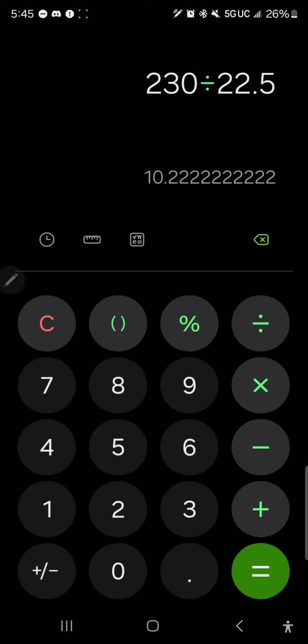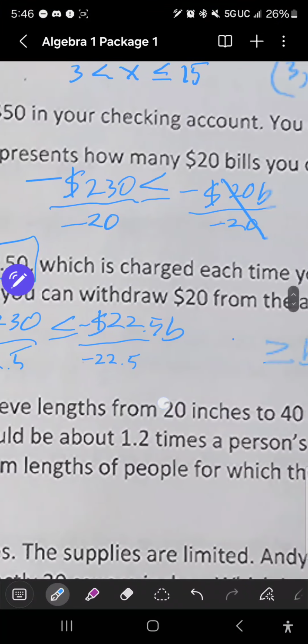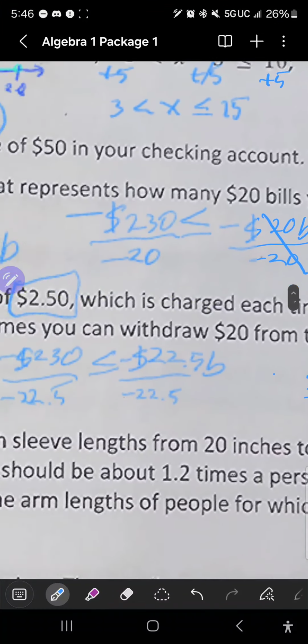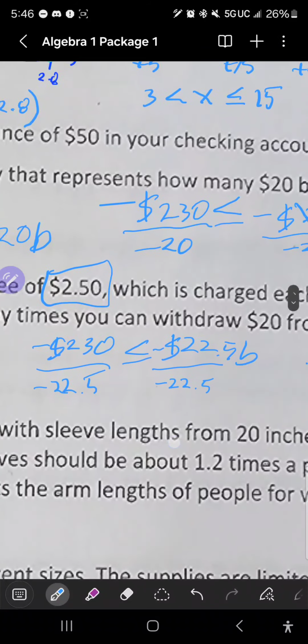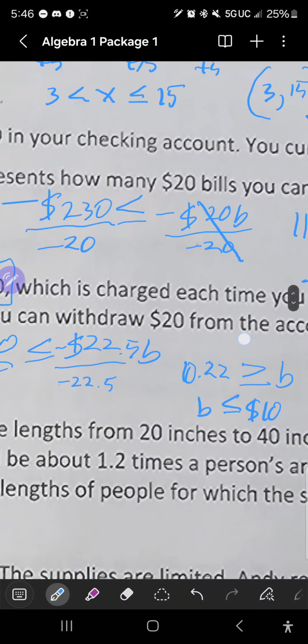I actually don't know this in fraction, and this calculator does not allow me to put in fraction, so I'm just going to round anyway. And so we have that 10.22 is greater than or equal to b, which is the same as b less than or equal to 10.22. Oh, this is not dollars. This is bills.